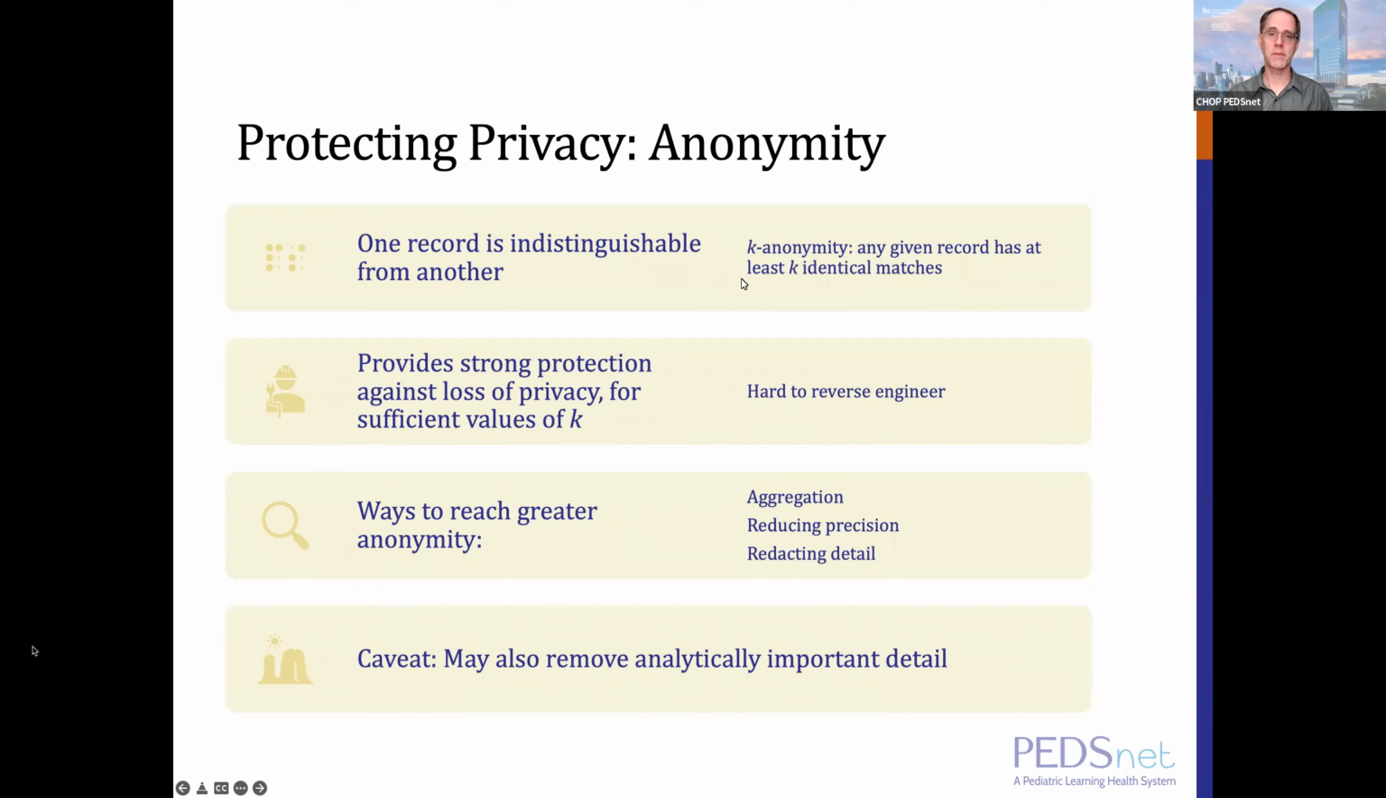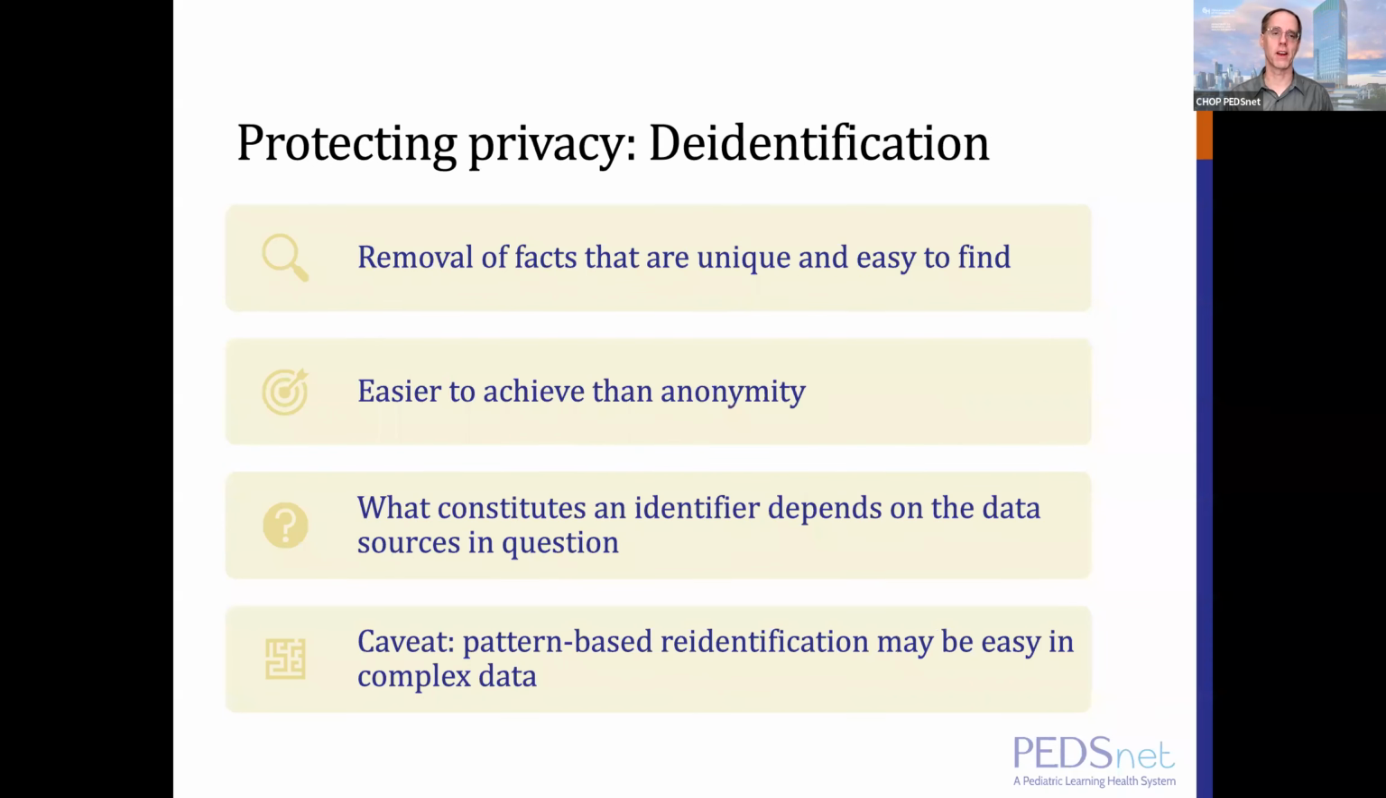Okay, so while anonymity is a desirable characteristic of a data set, it's often hard to achieve in complex clinical data. So more often we rely on techniques that produce de-identification. So this is the removal of things about a person that are unique and that are easy to find in other data sources. Classic examples would be a person's name or a person's social security number, or within a health system, a medical record number.